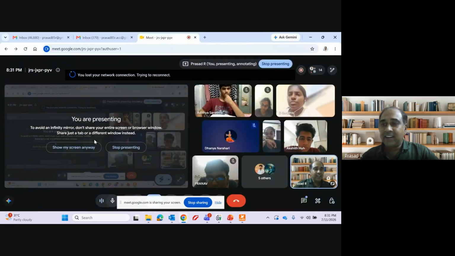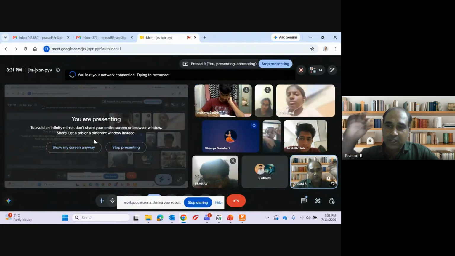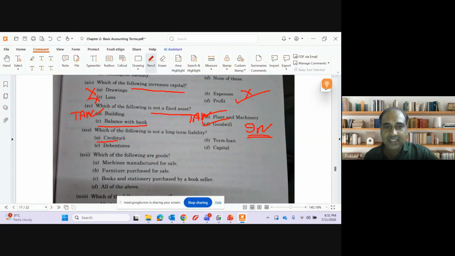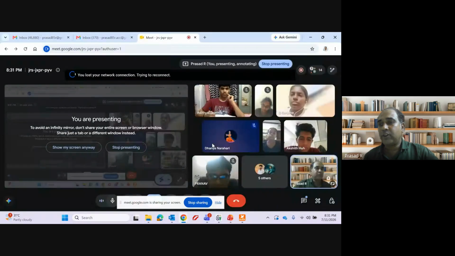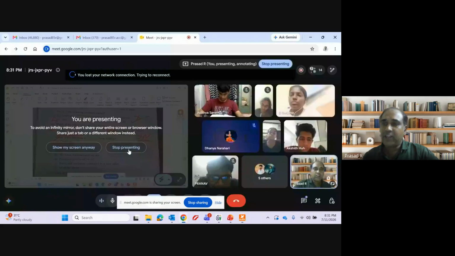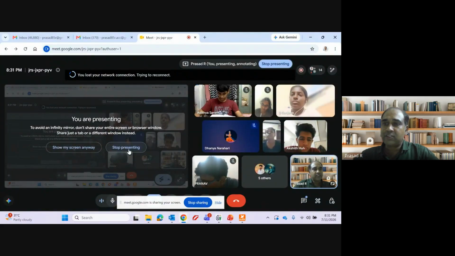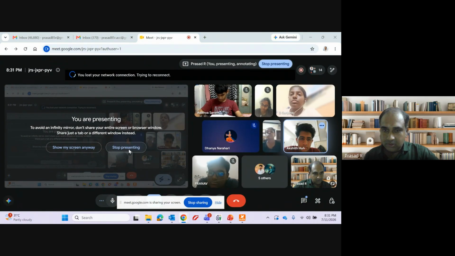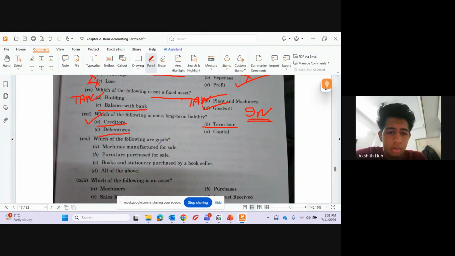I told you, creditors. Whenever we purchase goods on credit, will the supplier wait for more than 1 year? He will not wait. So this is a short-term liability. This answer is correct. Term loan generally is for a longer period of time. Capital is an internal liability, and debentures are also for a very long period, for 10 years, 20 years or so. Clear? Sir, why is capital not long-term, sir?